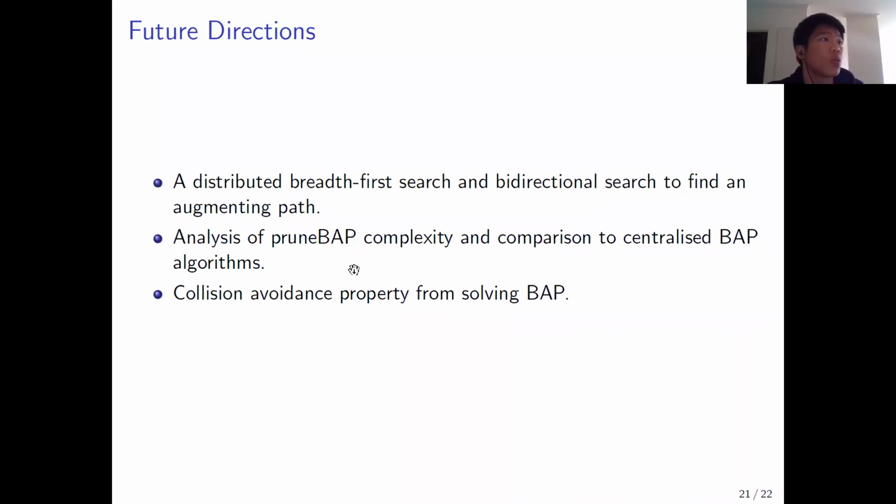The other thing you might want to do with the algorithm is more benchmarking with other centralized BAP algorithms, because the way of searching for an augmenting path was unique. So it's probably worth comparing the complexity of that to other BAP algorithms out there. And the last bit has to do with application. If we're talking about robots moving to destinations, collision avoidance is actually a property that we can derive out of solving the BAP.